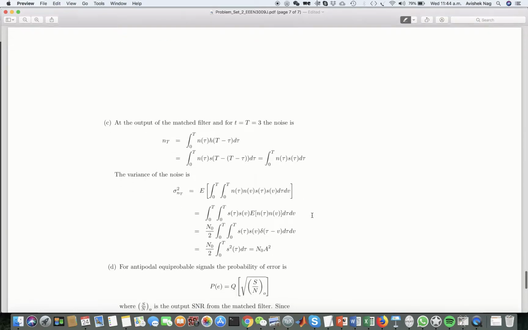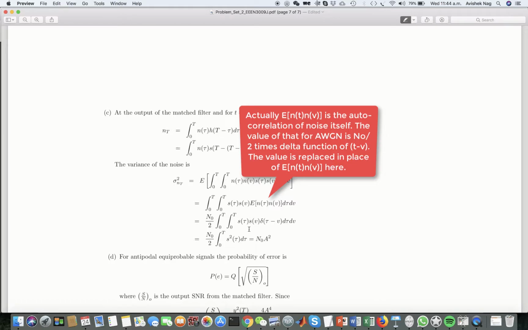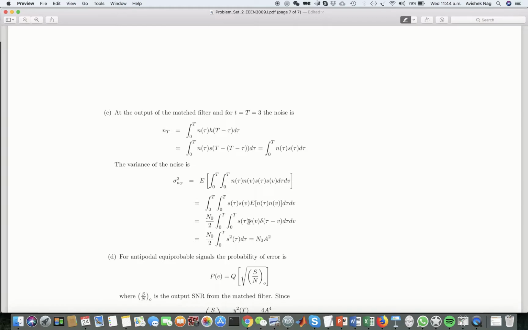I'm doing this expectation, and if you do some manipulations with the variables, you will see that this is basically s(tau) times s(v) times the delta function of tau minus v, and then you can carry out one of the integrals of this double integral. So this integral from 0 to T of s(v) delta(tau minus v) dv will give you s(tau) actually. So this comes to s squared(tau), and this is basically the energy of the signal, that is A squared. So you have N0 by 2 times this, which is basically 4A squared, so the final expression will be N0 A squared.